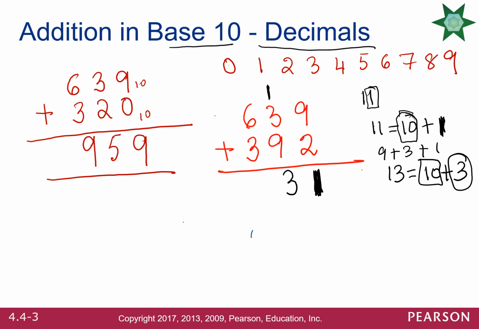And we carry over a bundle of 10, which is a 1. All right, and now let's perform this addition. It's 6 plus 1, 7, plus 3 is 10. So this is the answer.